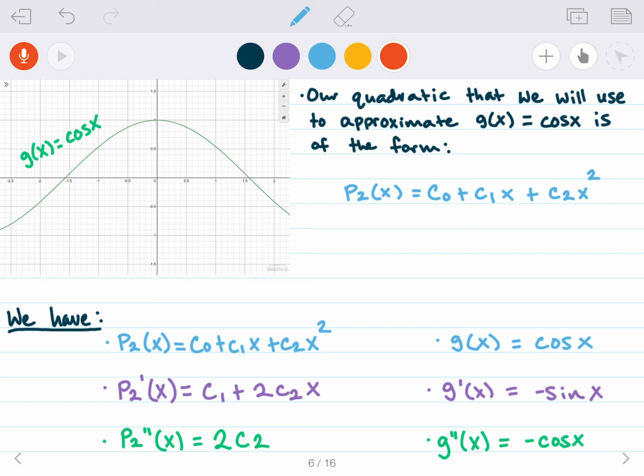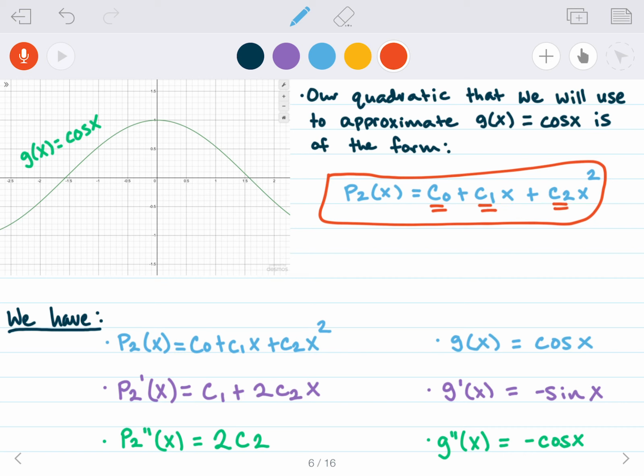Okay, so here is our curve, cosine of x in green, and this is going to be the form of the quadratic that we're trying to find. Now, this just looks like your basic quadratic. What you'll usually see in an algebra class is coefficients of a, b, and c. But here, instead of using a, b, and c, I'm using the coefficients c0, c1, and c2. Okay, so these guys are my coefficients of this quadratic.